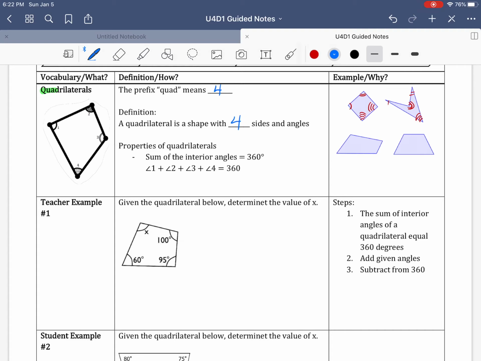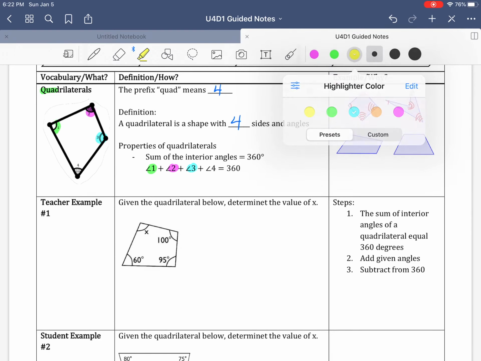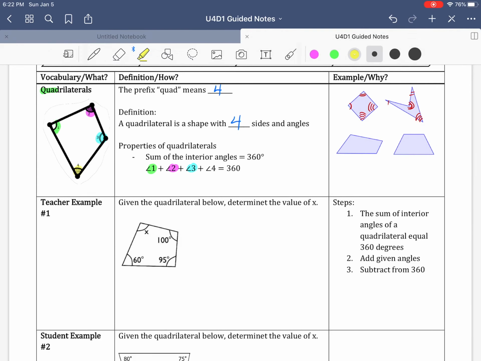Now, one of the properties of quadrilaterals is that the sum of their interior angles equal 360 degrees. So when we look at our quadrilateral here, angle 1 right here, angle 2 right here, angle 3 right here, and angle 4 right here. If you add all of them up, they equal 360 degrees. That's really important to remember.